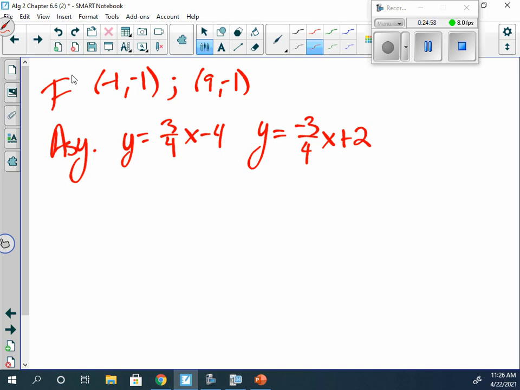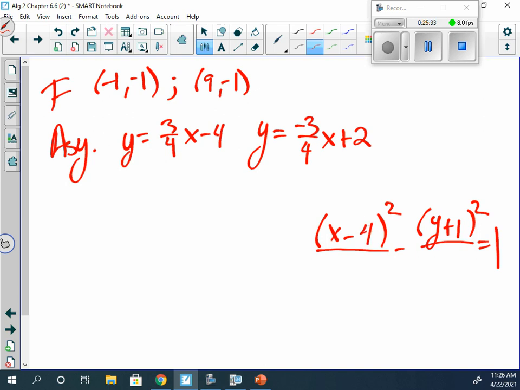X's. X is changing, y is staying the same, so that means we'll have x minus h squared over a minus y minus k squared over b equals 1. Now, if we do midpoint, because for the foci, still the center is at the middle of it. y is -1, right? Yep, y is going to be -1, so in the equation it's going to be +1. -1 plus 9 is 8, divided by 2 is 4. So the center is at 4, -1.